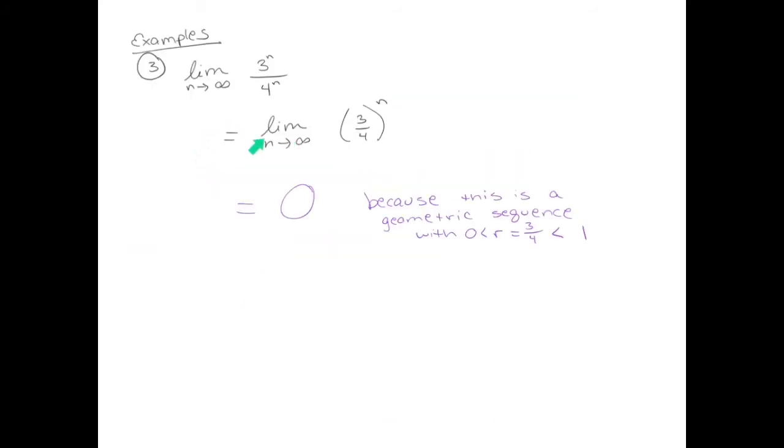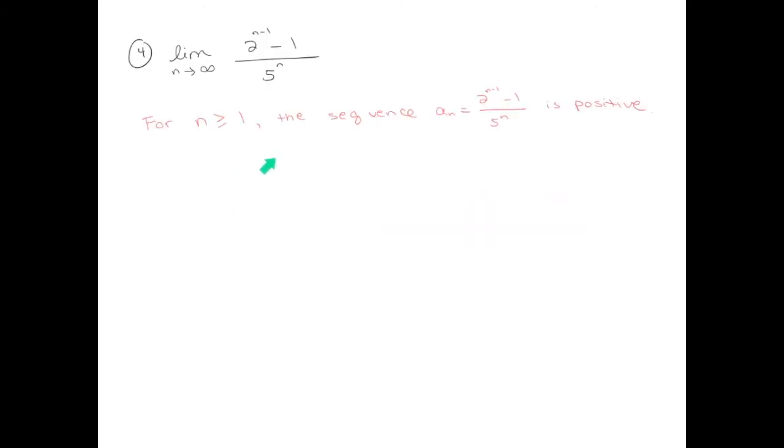Let's do an example. All we have to do is look at 3/4 to the n power, and then we just say, oh, that's a geometric sequence. Since 3/4 is less than 1, by the properties on the previous slide, the value for this limit is equal to 0. The way to think about this next problem is to just look at the dominant terms.